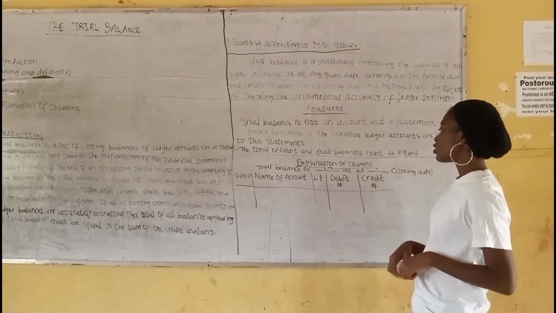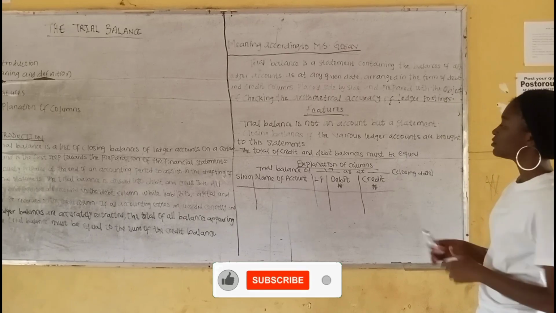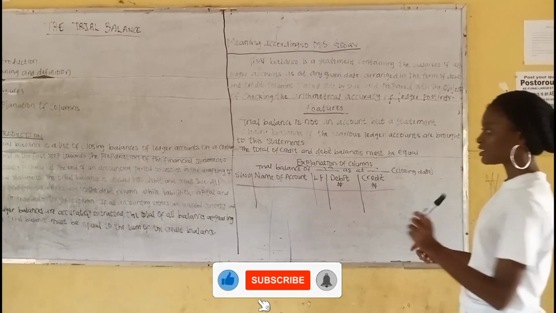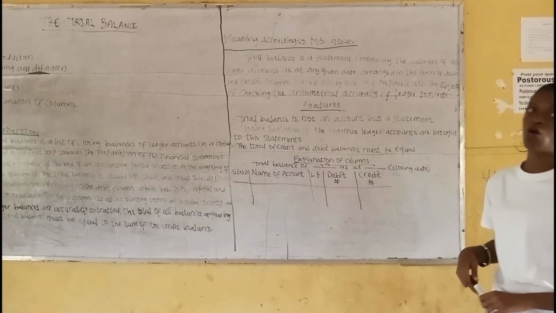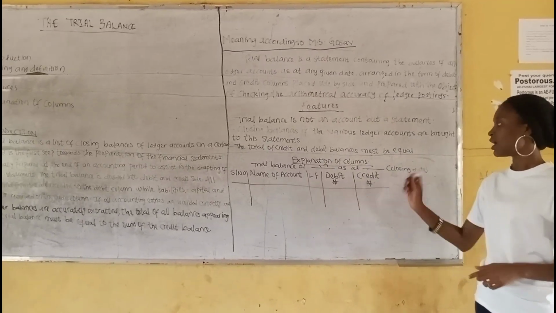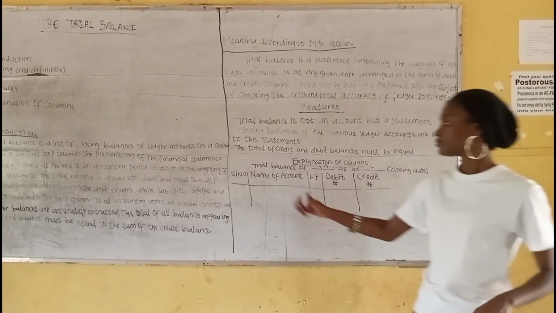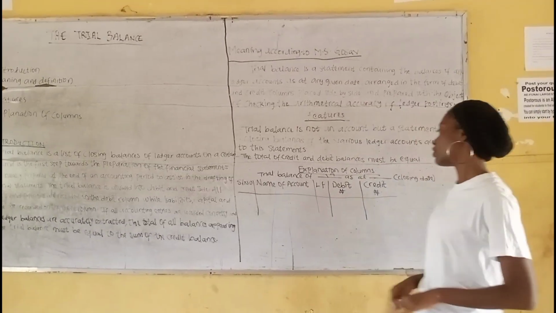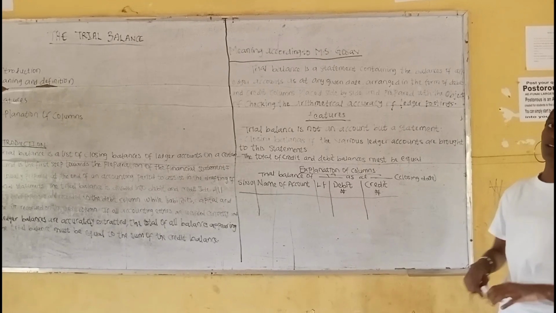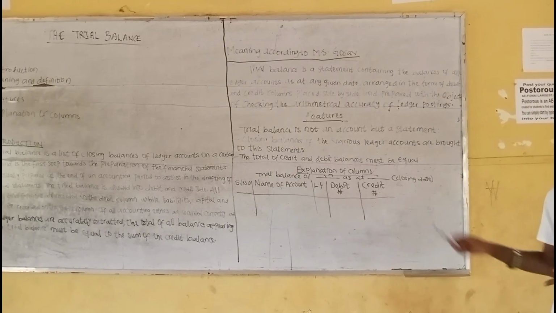But we must remember that all assets and expenses, like I said at the initial stage, are always recorded at the debit side of the trial balance. And then all liabilities as well as income and capital are recorded at the credit side of the trial balance. So I'll give us an illustration for better understanding.